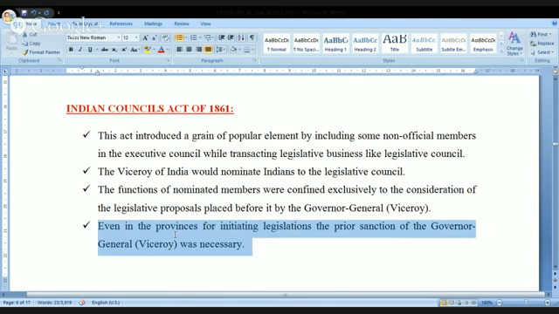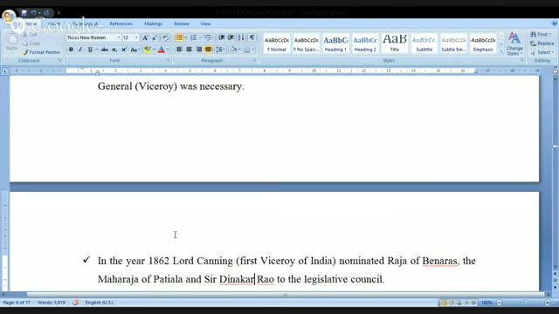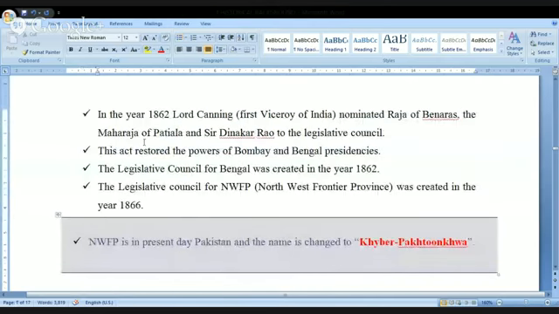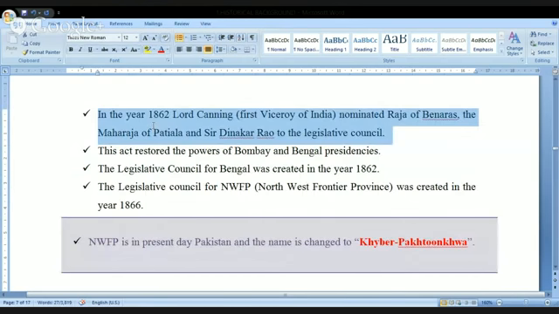Even in the provinces, for initiating the legislations, the prior sanction of the Viceroy was necessary. So this was made very clear, meaning the Governor General was made more powerful. Look at this. In the year 1862, the first Viceroy of India nominated the Raja of Benares, the Maharaja of Patiala, and Sri Dinakar Rao to the Legislative Council. So it began when the 1861 Act came into the picture, which permitted the Viceroy to nominate members to the Legislative Councils, and Lord Canning exercised his power in 1862 and nominated some members.